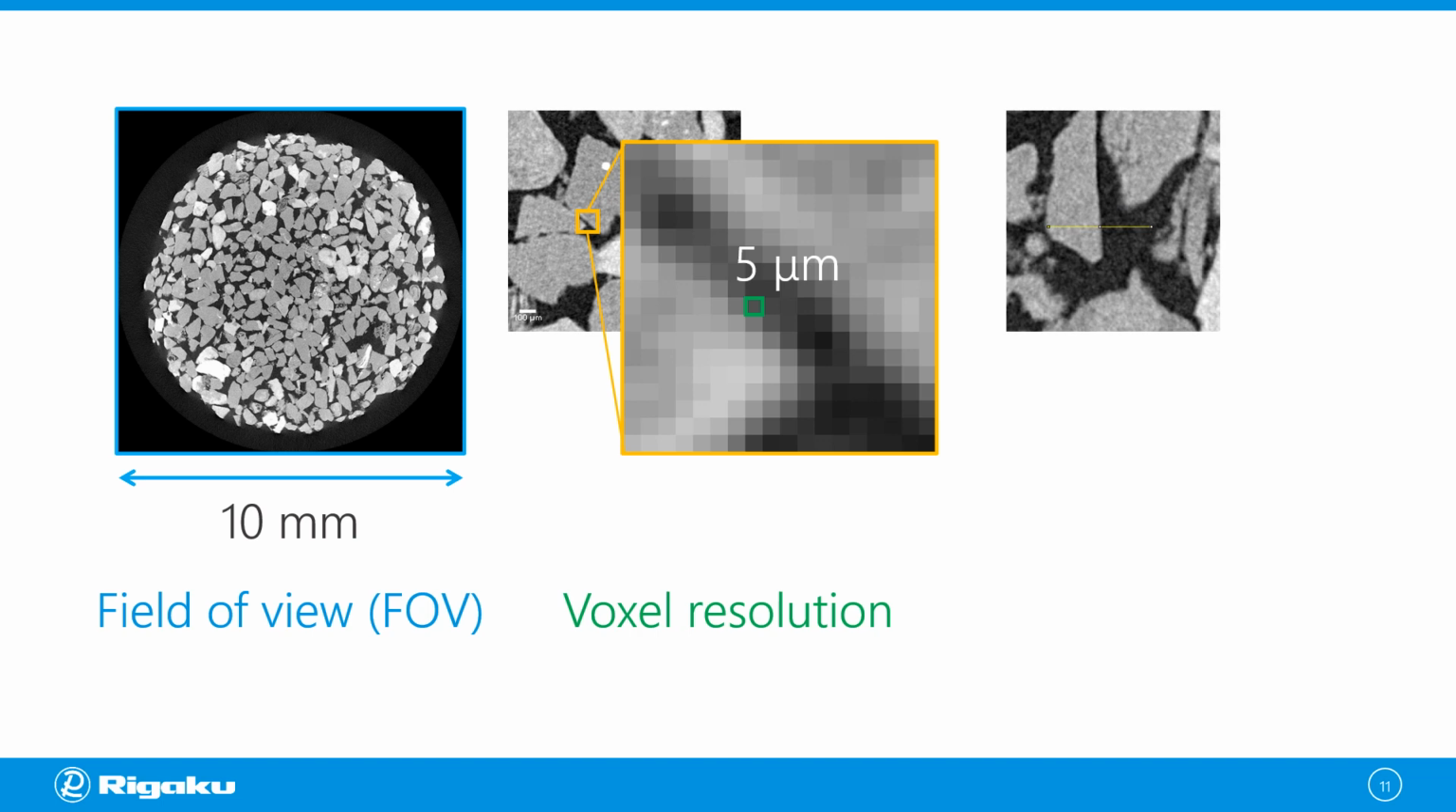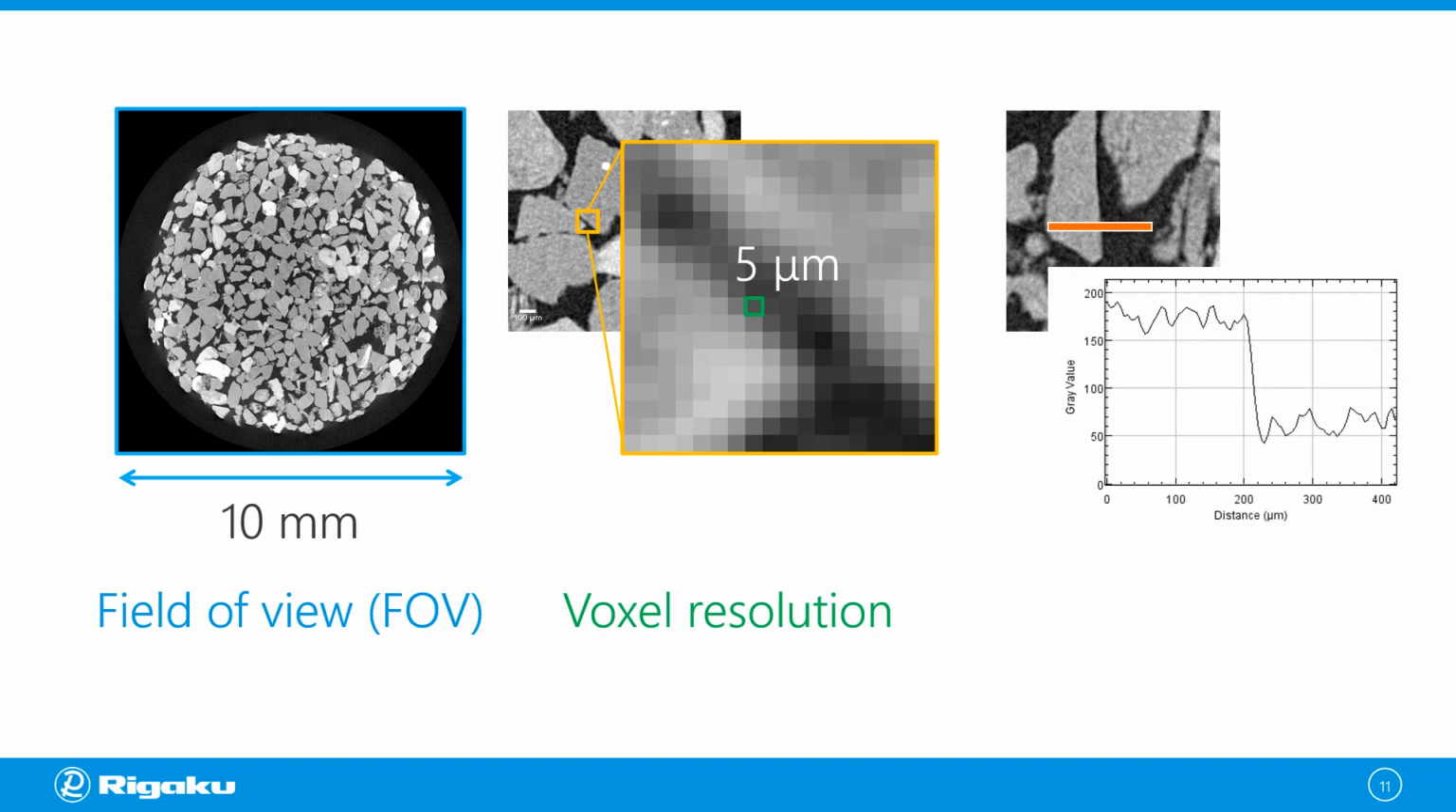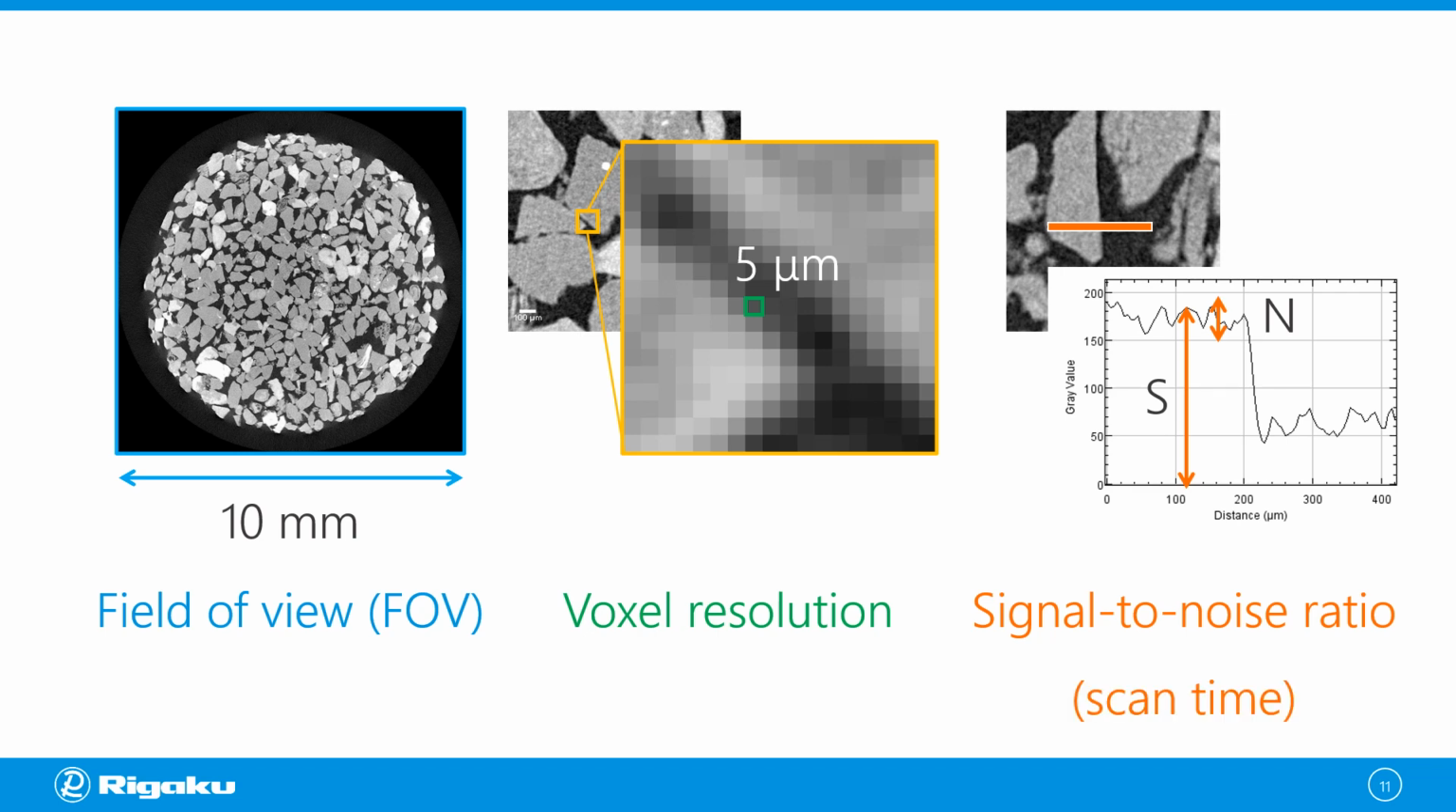In this case, if you look at this cross section, you see high gray value that's the signal for the grains, and you have a little bit of noise on top of it. And you want that signal to noise ratio to be high enough for you to do good segmentation. And that, by the way, is directly related to the scan time. So those are the 3 important parameters. Now, I'm going to give you a rule of thumb in terms of what those 3 parameters need to be.